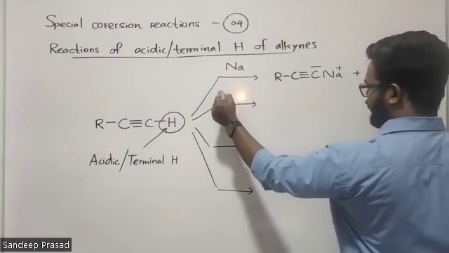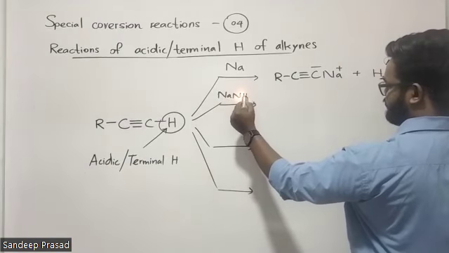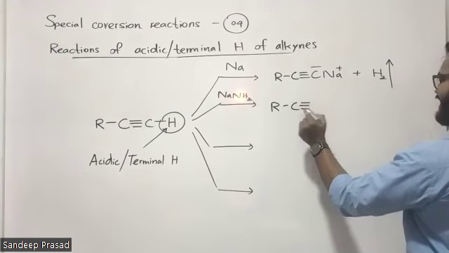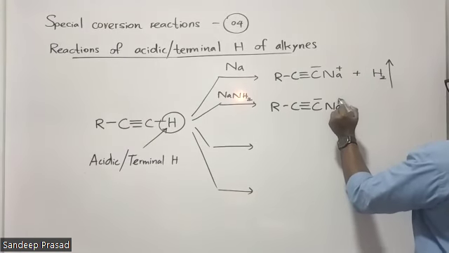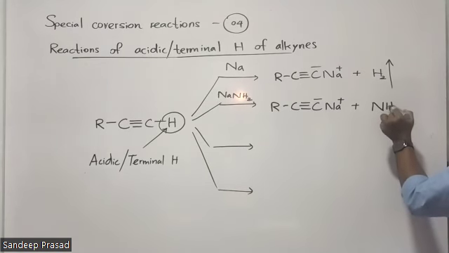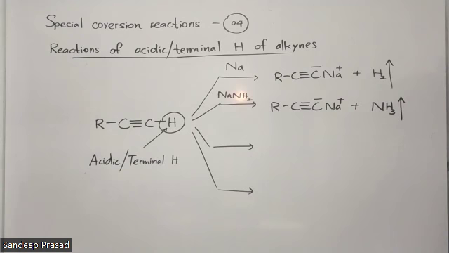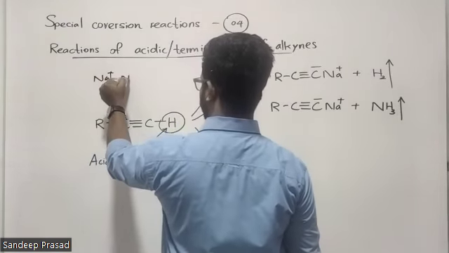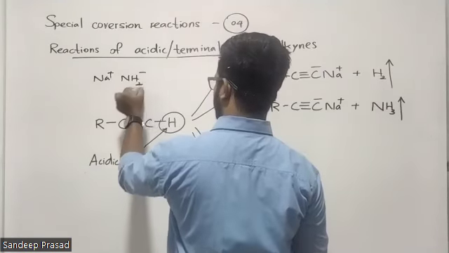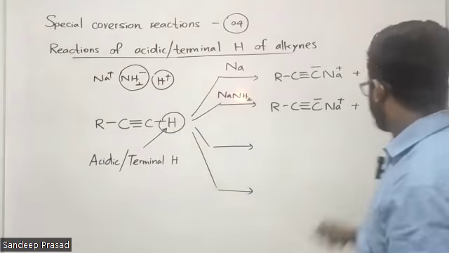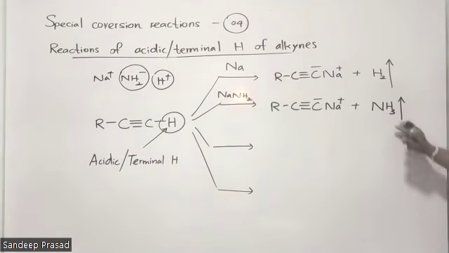So instead of sodium, we can put sodamide also, NaNH2. So when we add sodamide, what will happen? Again, sodium is reacting with that hydrogen, but this time the liberated gas is ammonia. Byproduct is ammonia. Why? Sodamide is made of Na plus and NH2 minus. So here we have H plus. So this H plus is taking NH2 minus and producing ammonia. So here ammonia gas is liberated.